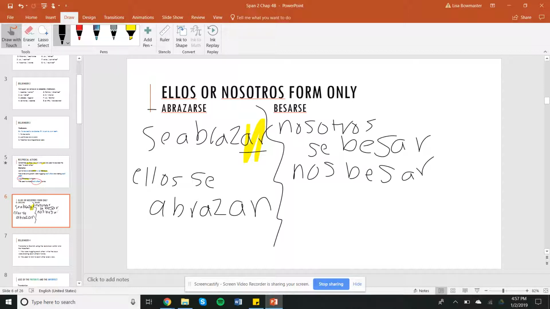Am I done yet? Nope. Can't forget to change the ending. Nos besamos. Again, I just did present tense. You can do whatever you want, just so you get across your meaning. Reflexive verbs, reciprocal verbs, reciprocal actions have the subjects doing it to each other.